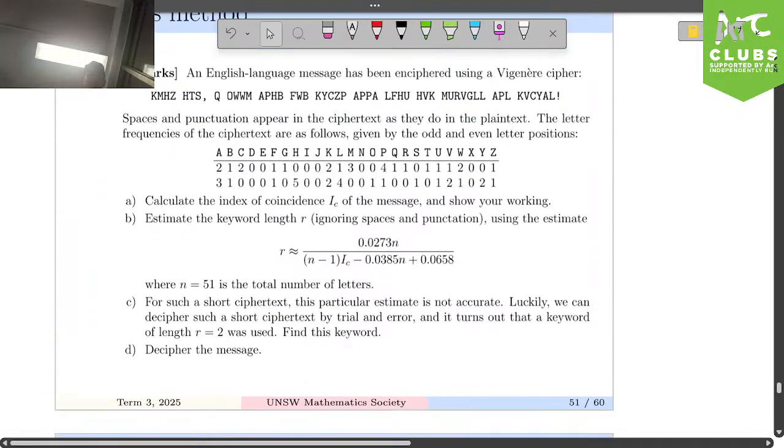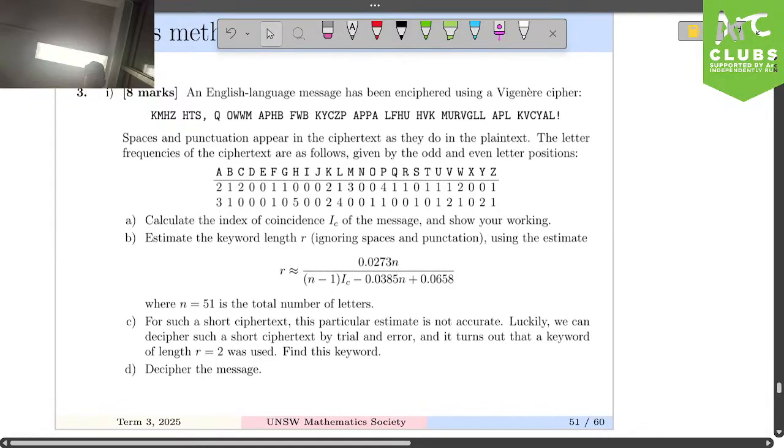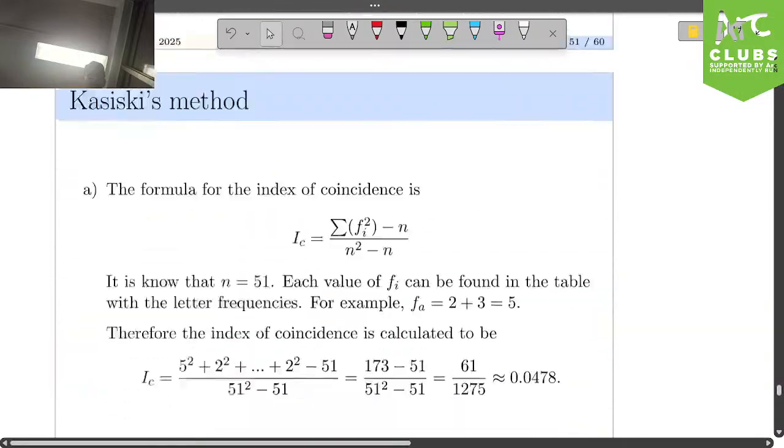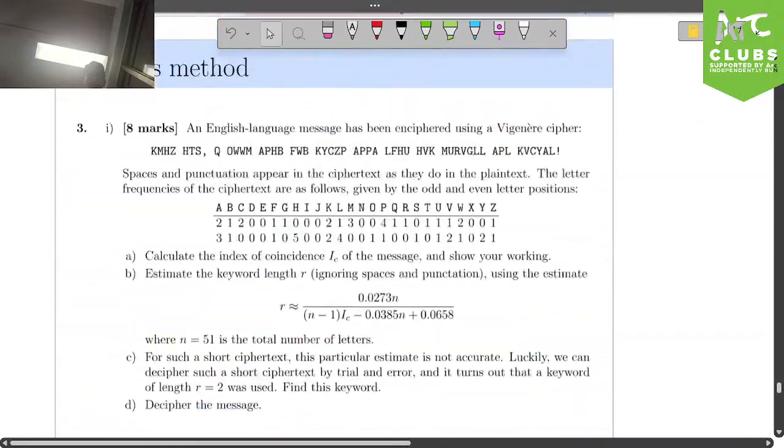Right, so let's apply Kasiski's method. An English message is enciphered like this. All right, and we're given a frequency table for even and odd positions. Calculate the index of coincidence. So what we're going to do is say IC is equal to the sum of the frequencies squared minus n, over n squared minus n. Right? And what that's going to look like is I can look at my table.